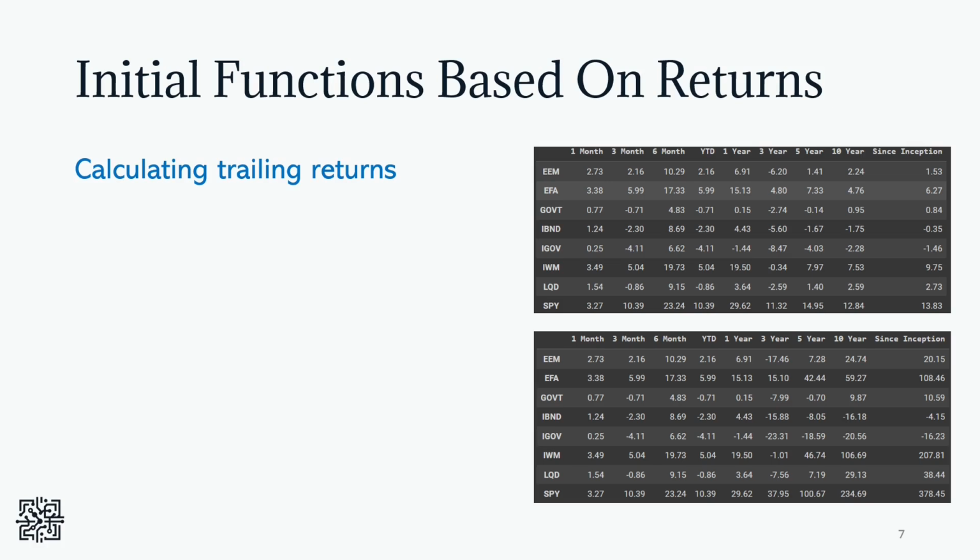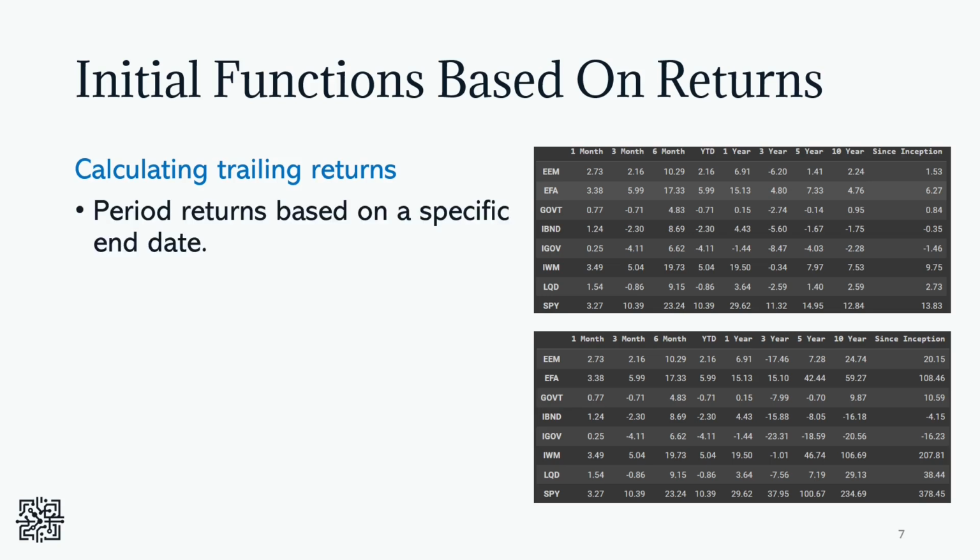So what you're seeing here are the trailing returns. So this is another thing that you can do with the compound growth index or the returns, is figure out for each of our investments, what did it do over 1 month, 3 months, 6 months, year to date, and all the way through to since inception. You could really customize the time periods you want. And it's based on a specific end date. So it would be as of March 31st, 2024, for example.